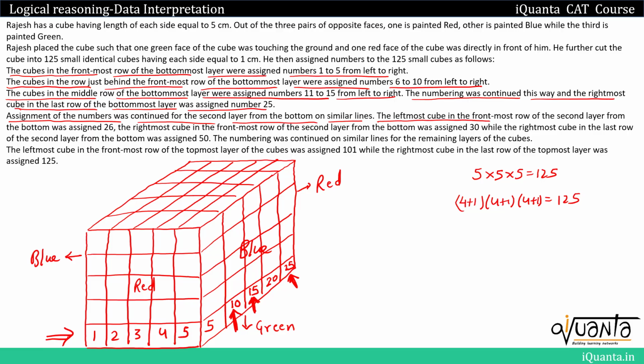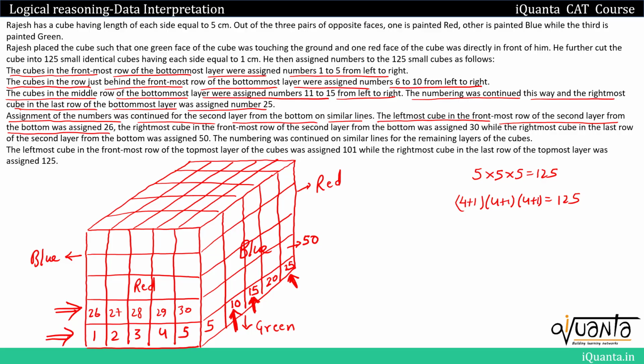The leftmost cube in the frontmost row of the second layer, so that means we are talking about this particular row, and the leftmost cube is this one. So this will be number 26, next 27, 28, 29, 30. Then we'll go to the second row of the second layer. It will have cubes numbered 31, 32, 33, 34, 35, and in a similar manner. And if we go to the rightmost cube of this second layer, that means in the last row, this will be numbered 50. So let us read the statements as well.